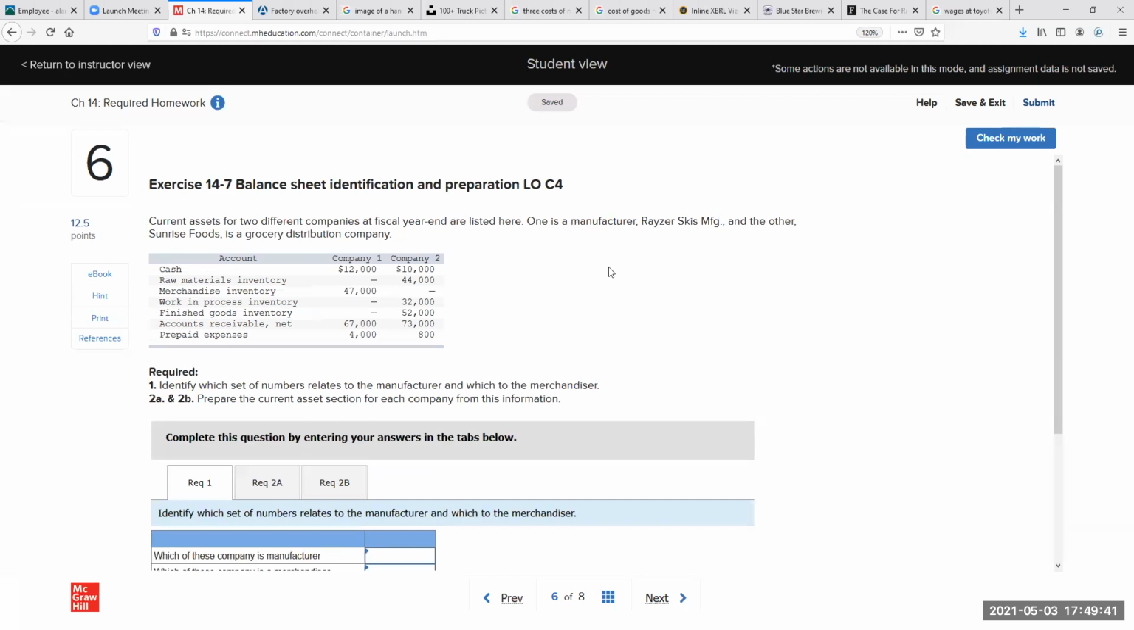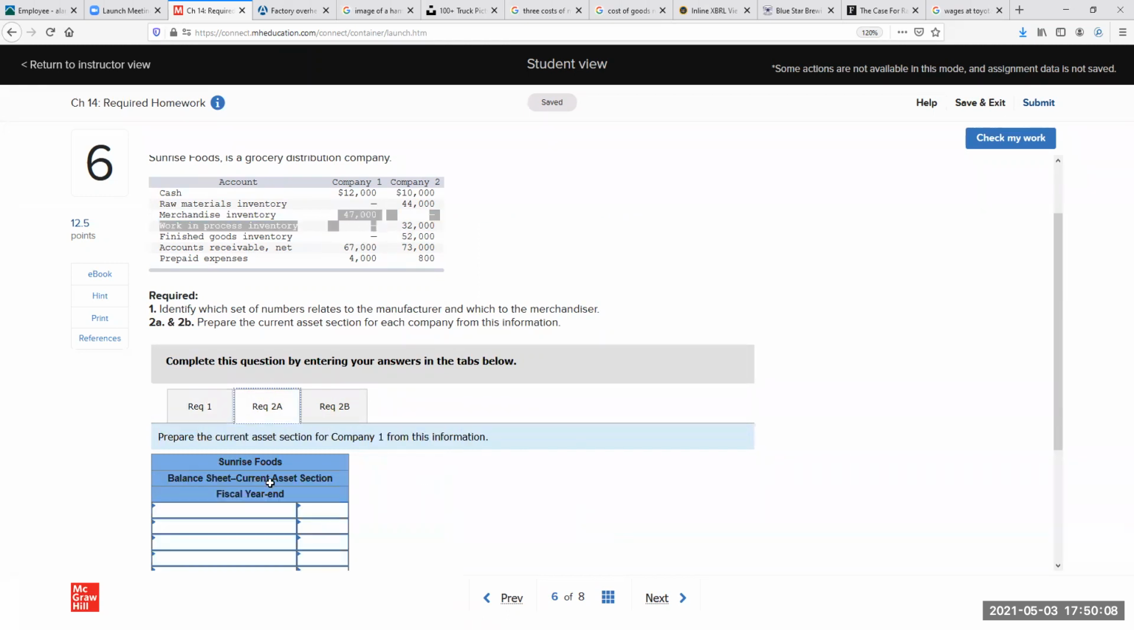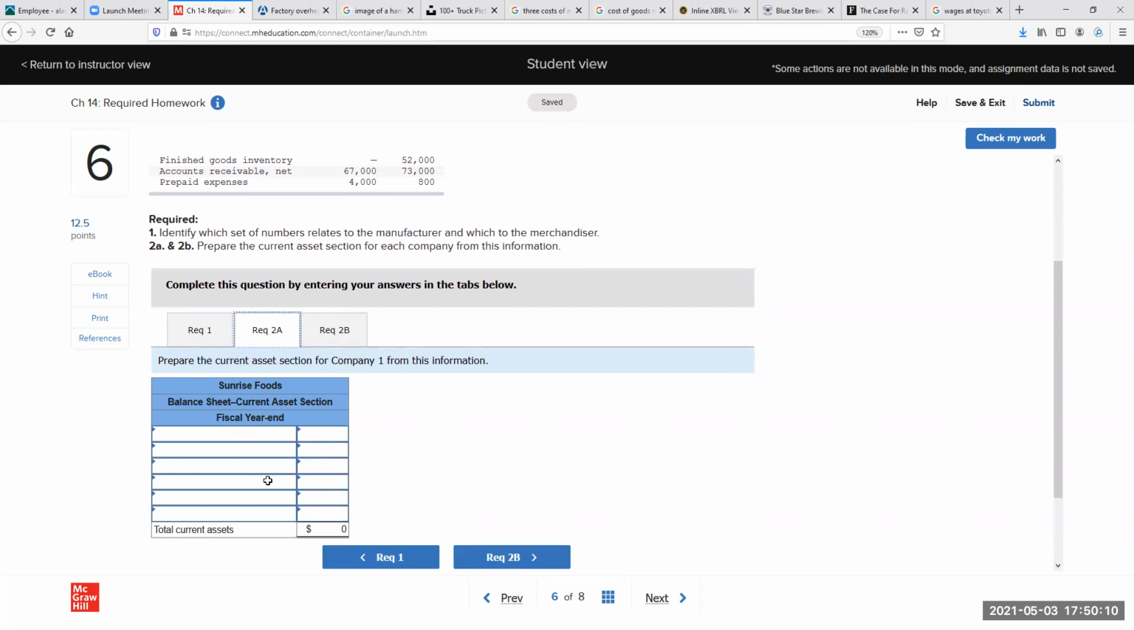Balance sheet identification. Which company is a manufacturer? Company 1 has no materials inventory. All it has is inventory that sells, like Walmart. And this one has raw material inventory, goods being worked on, goods being finished. So number 2 is a manufacturer. Okay. Number 1 is a merchandiser, like Walmart. The cost of goods, they're already ready. Now, what do they want to know next? They want to know the balance sheet.